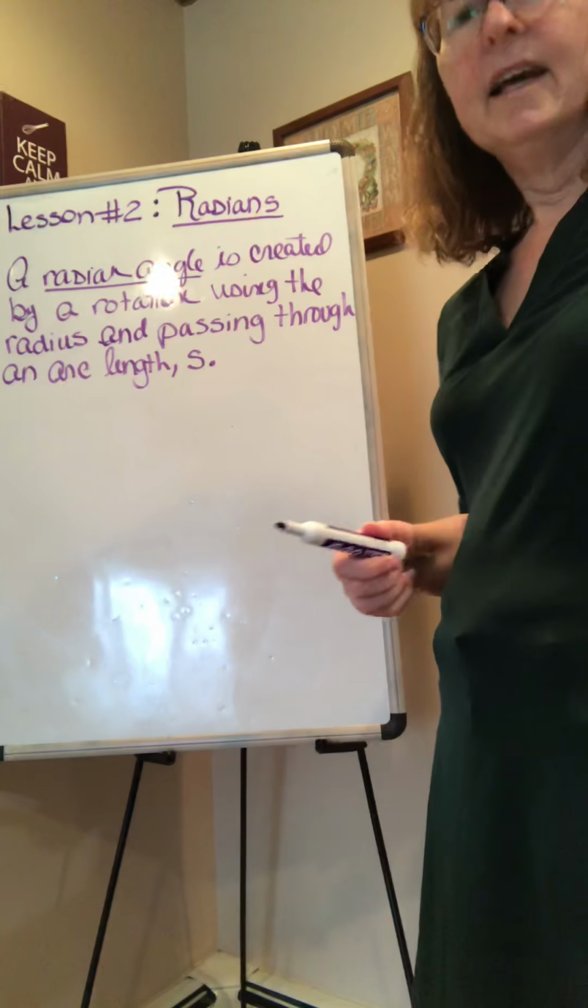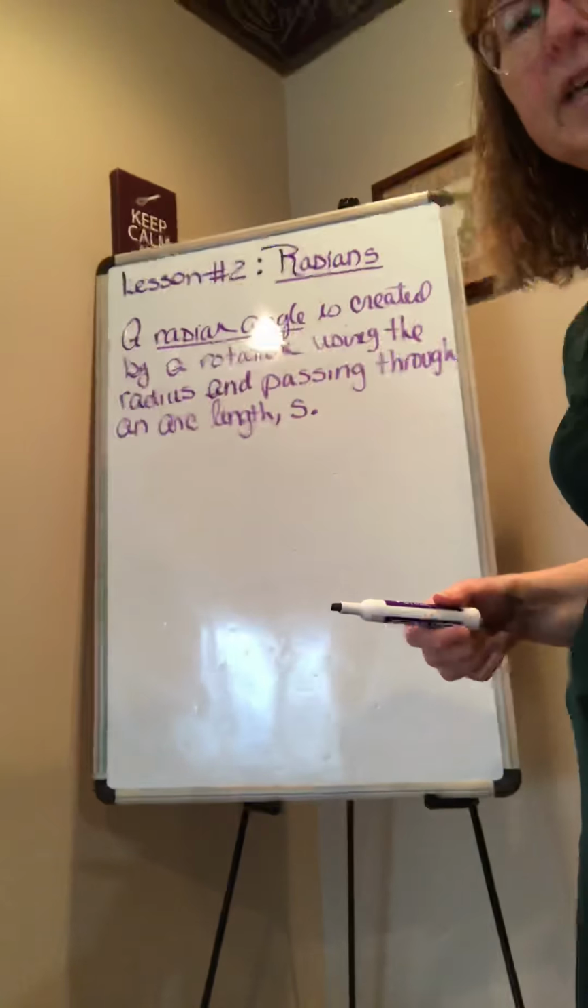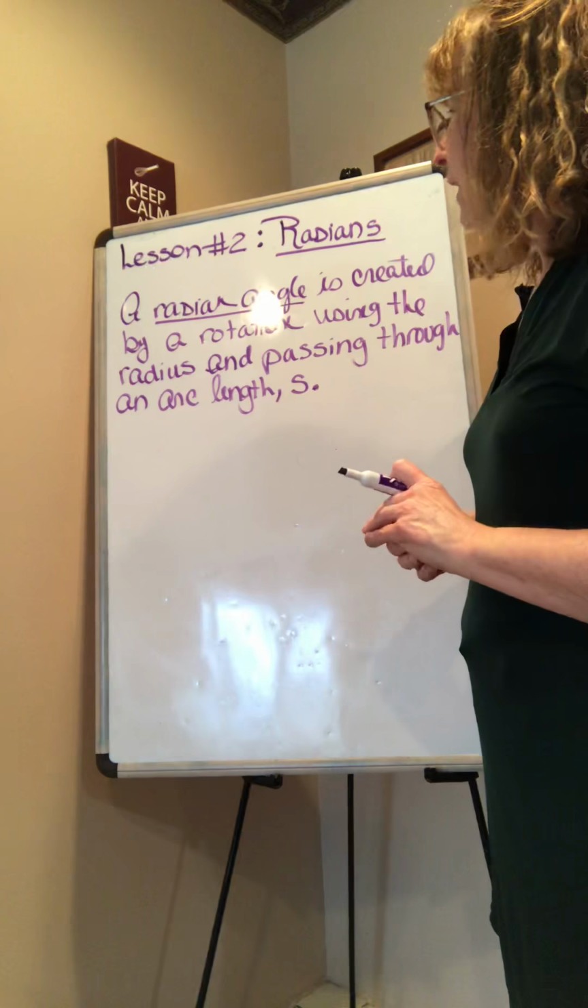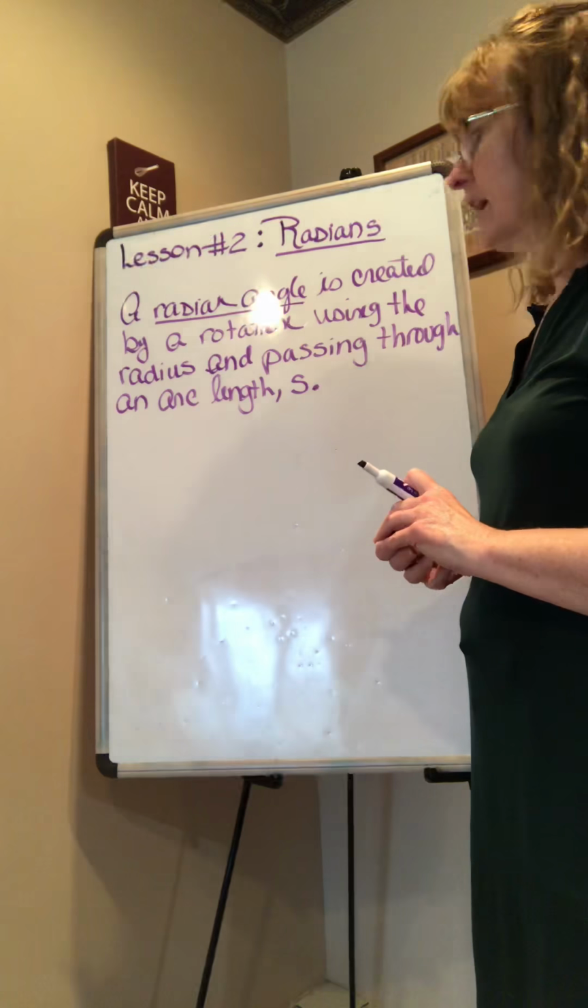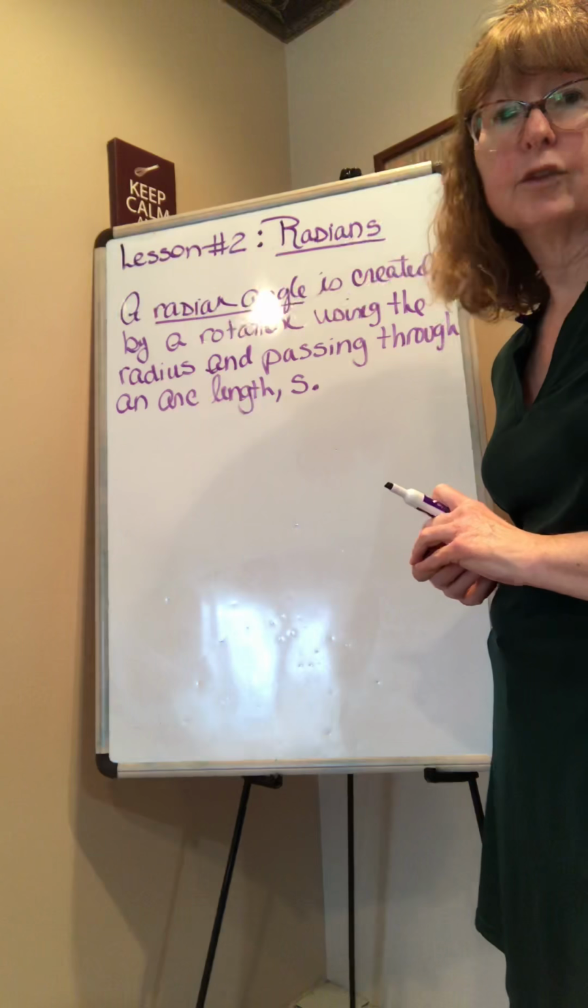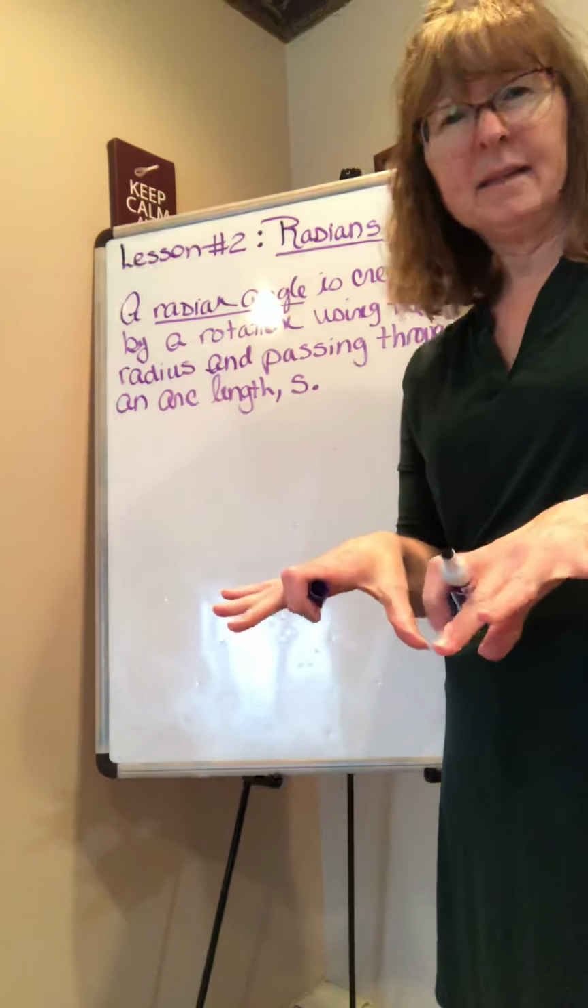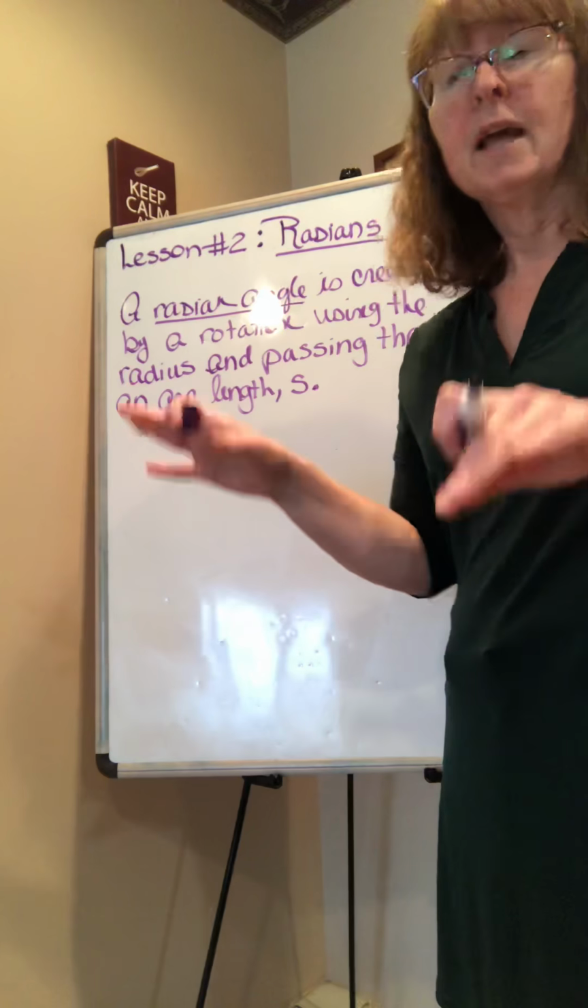Hello everybody. Today we're going to be talking about radians. Now, a radian angle is created by a rotation using the radius and passing through an arc length, which we call S. In order for this to make sense, I think I'm going to give you a visual.